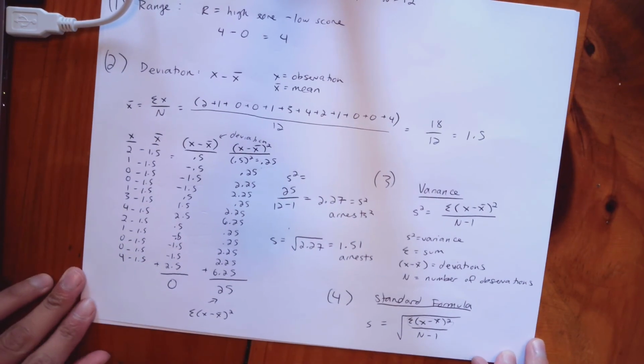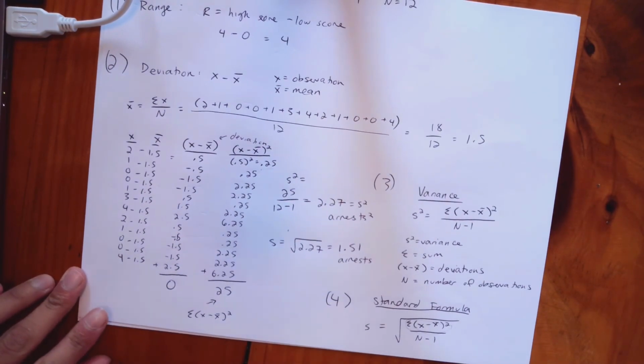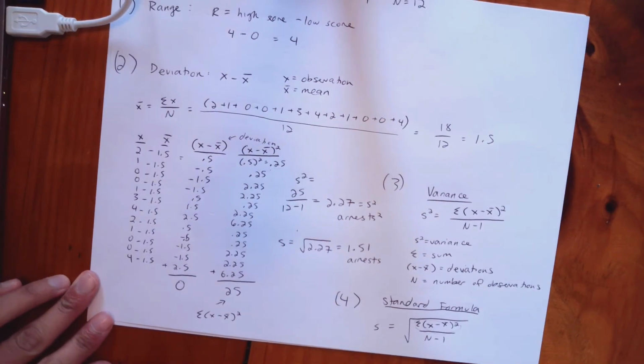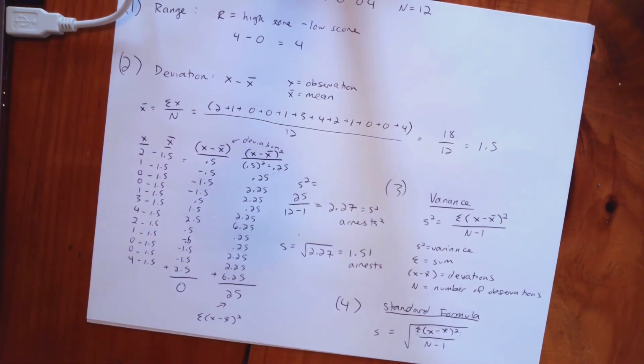So those are the different ways of looking at variability and how to calculate them. And the next thing that I'm going to do is give an example that's going to hopefully make all this and then also some of our measures of central tendency a little bit more concrete.